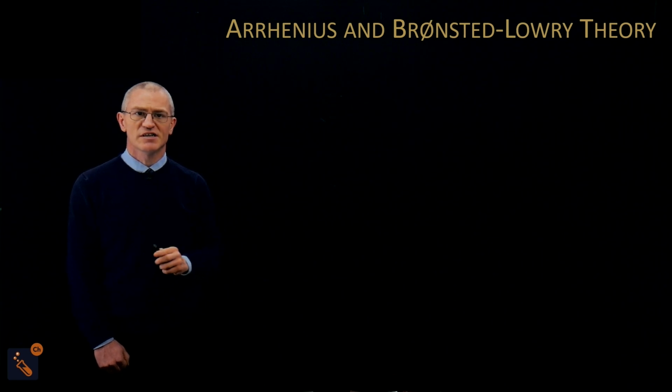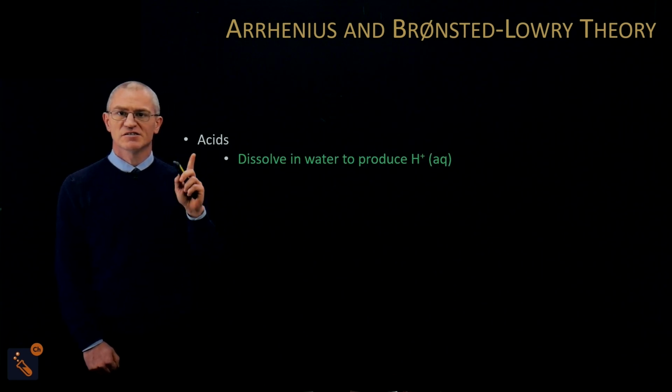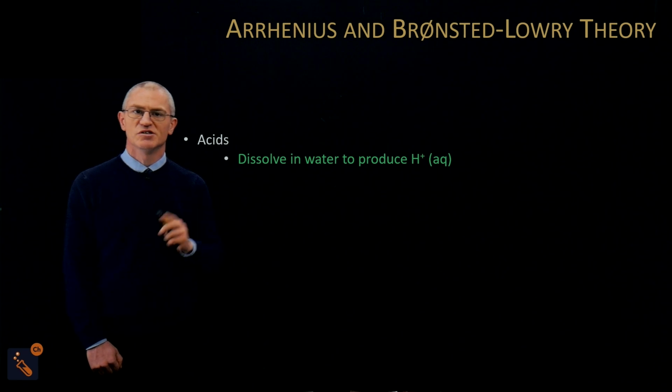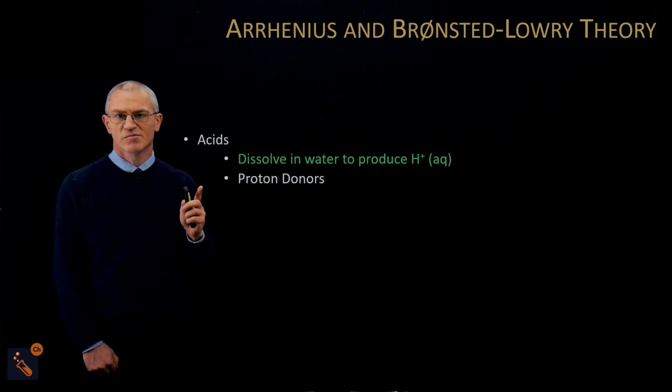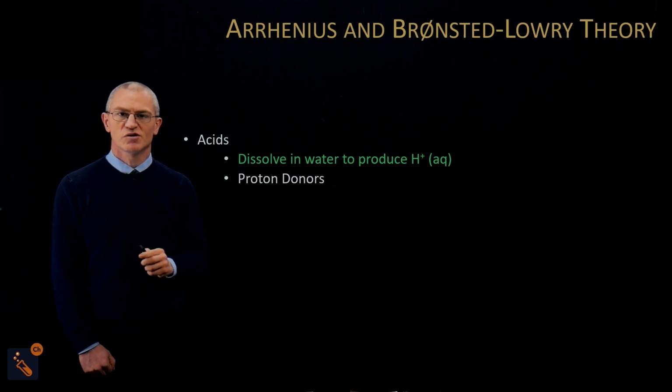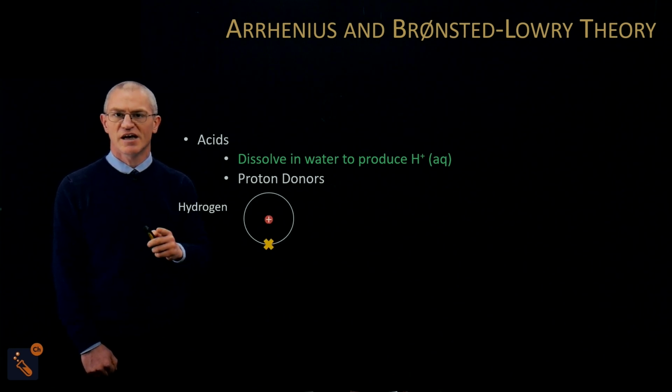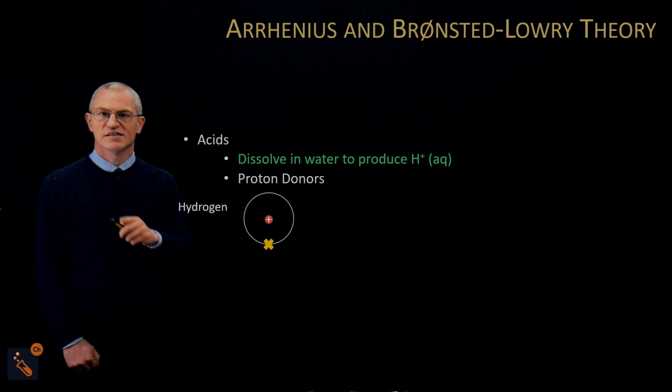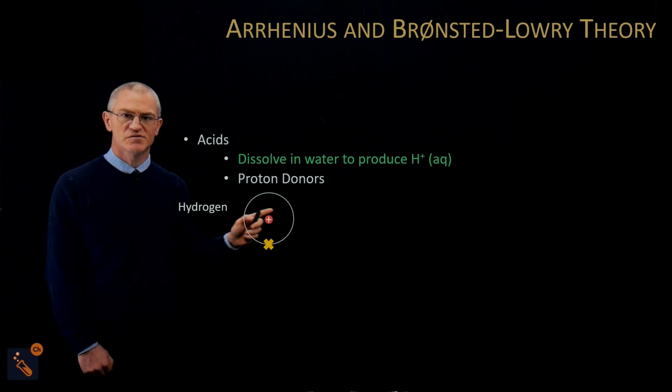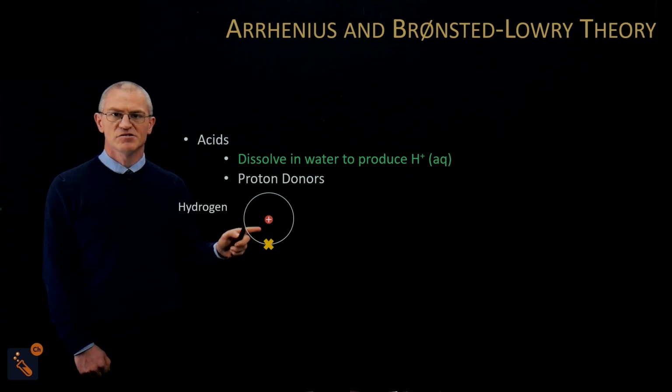Now, Arrhenius and Bronsted-Lowry theory. The Arrhenius, as I said, was dissolving in water to produce H+ ions. But I will mention proton donors. I just want to get you used to using the word proton. Now, you think of a proton as being in the nucleus and it's positive. So I've drawn one proton here as a positive charge. This is hydrogen, so it's got one electron going around the outside.